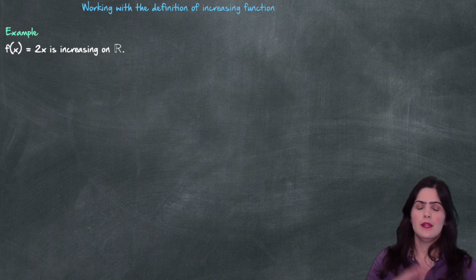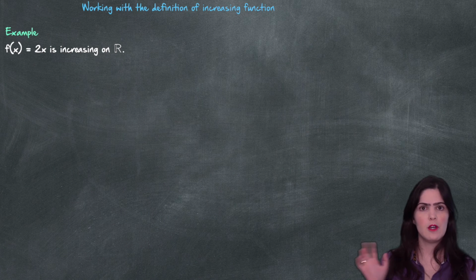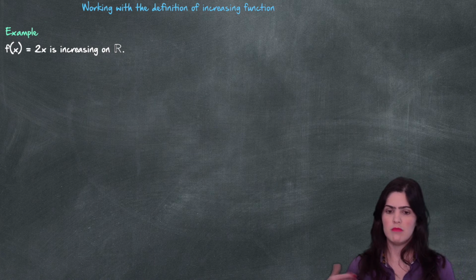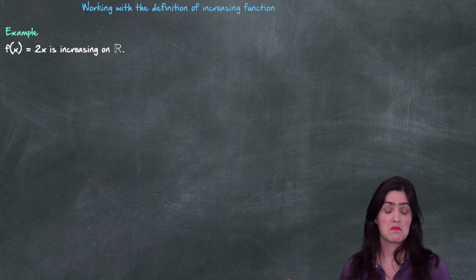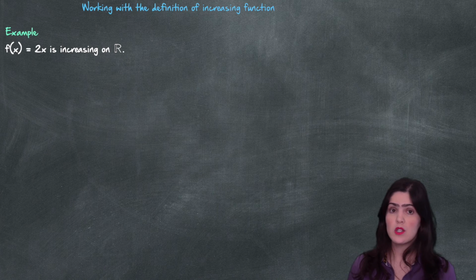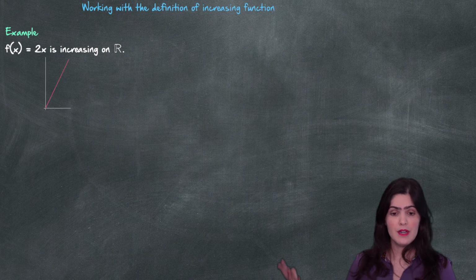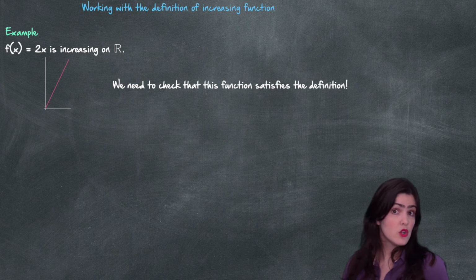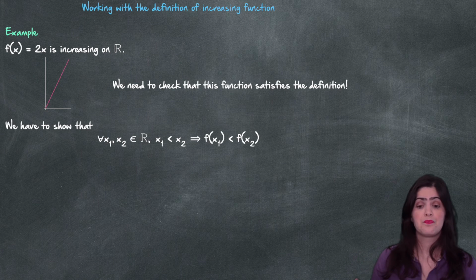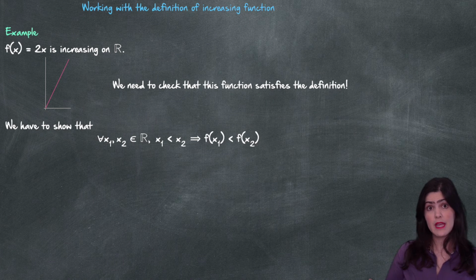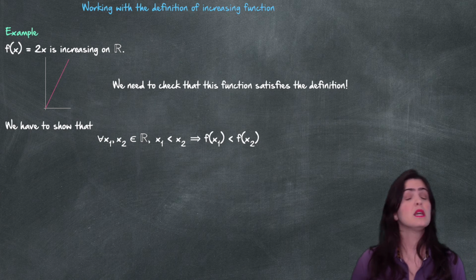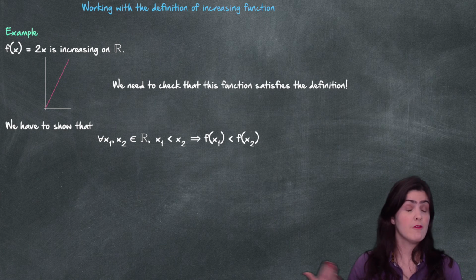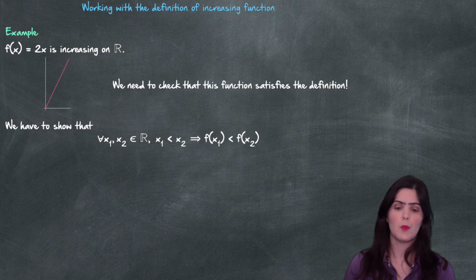Okay, a simple, very boring example. The function f of x equals 2x is increasing on the real numbers. Sure, yeah. So what do we need to prove? Well, first, we have the intuitive idea, which is good. So we need to check that it satisfies the definition. We need to show that for every x1 and x2 in the real numbers, x1 less than x2 implies that f of x1 is less than f of x2.